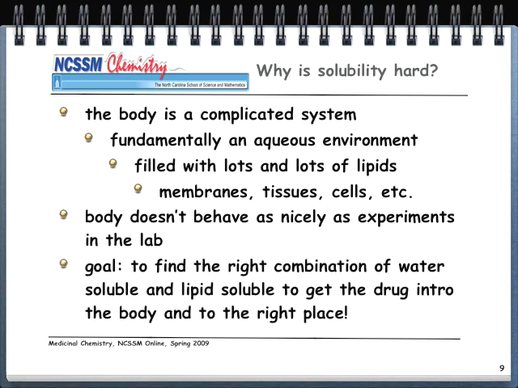So the goal is to find the right combination of water-soluble and lipid-soluble compounds to get the drug into the body and to the right place where it'll do what we want it to do, cure the disease, make you feel better, whatever the case may be.